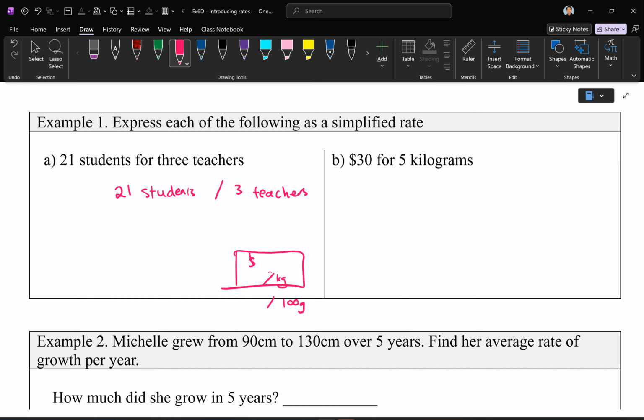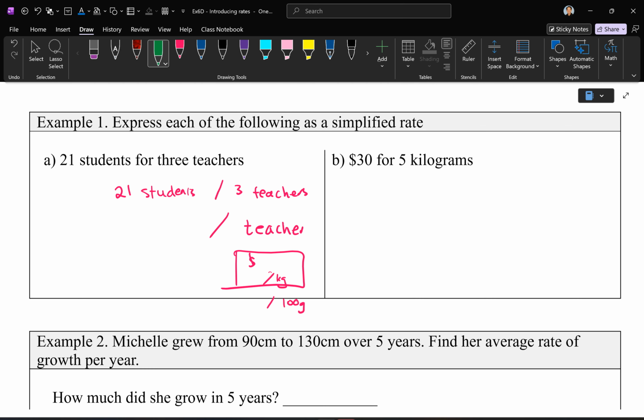So the rates, we generally prefer when it's per something. So instead of per 3 teachers, we generally prefer how much is it per teacher? How many students per teacher is the rate? And that's called simplifying rates, making it smaller.